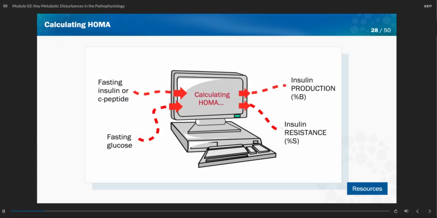So it works like this. You've got the fasting insulin or C-peptide. You have the fasting glucose. You feed it into the computer. The computer does the calculations, and it feeds out the response. It gives you a measure of insulin production and a measure of insulin resistance.